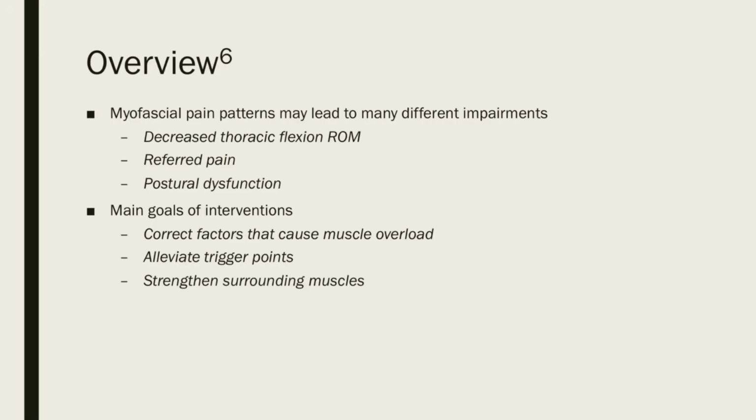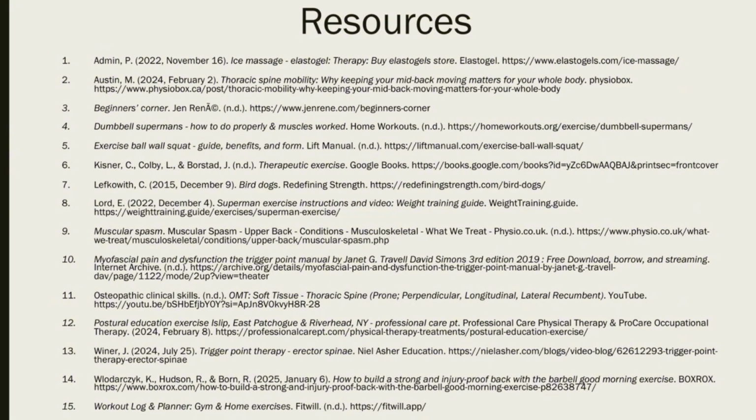All right, we'll just start over. All right, for our overview, myofascial pain patterns may lead to different impairments. These may include decreased thoracic flexion range of motion, referred pain, and postural dysfunction. The main goals of intervention are to correct factors that cause muscle overload, alleviate trigger points, and strengthen the surrounding muscles in the areas that are affected. These are our resources.